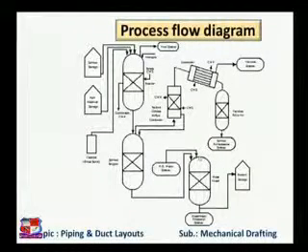Now another process flow diagram in which various elements are drawn. It's a condenser, vacuum system. This is a tank which is used to combine these fluids, to mix up these fluids and so on. This is product storage.